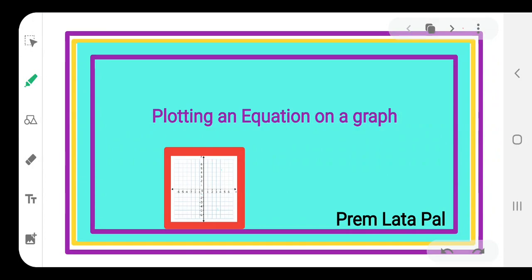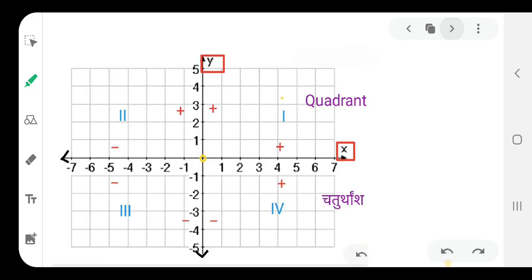Today we'll learn about how to plot a given equation on a graph. As you all know about a Cartesian plane, that is a plane which is defined by two perpendicular lines, the x-axis which is horizontal and the y-axis which is vertical. Using these axes, we can describe any point in a plane using an ordered pair of numbers.